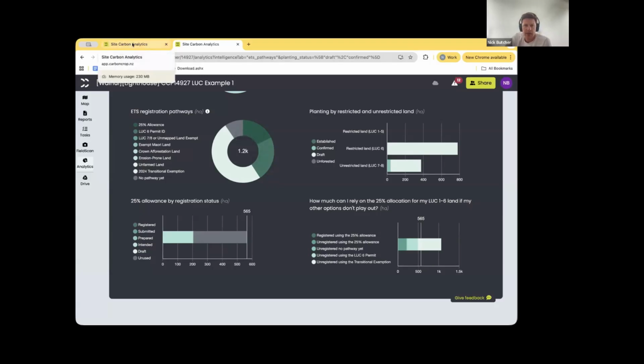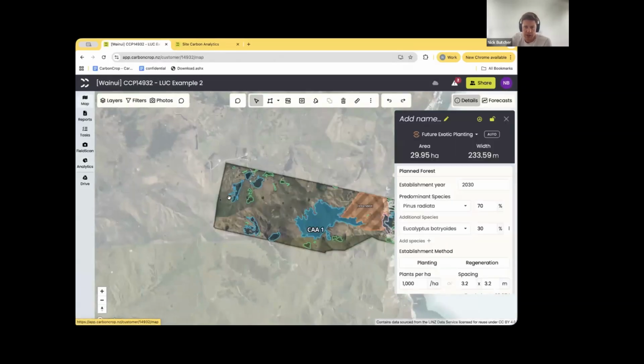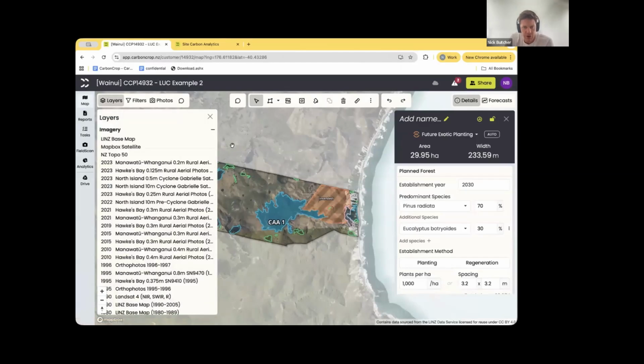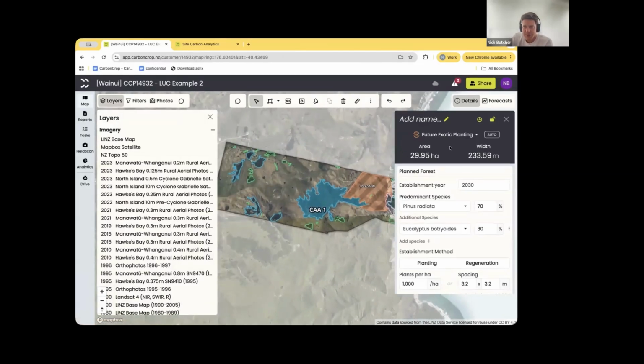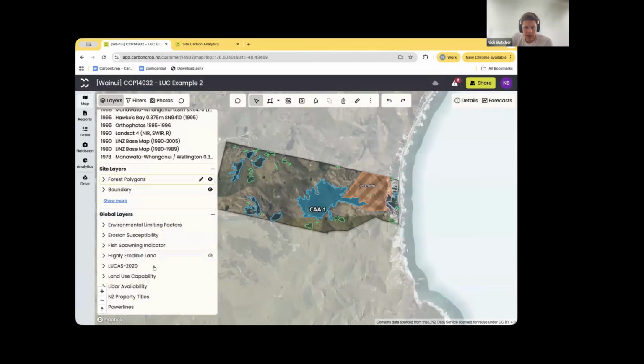How this all plays out depends on the nature of the land and the nature of the forest. So I've got here a second example. And this land, I'll do this with the live version just so you can see that this isn't all just smoke and mirrors. This land, simultaneously, it's a lot easier.